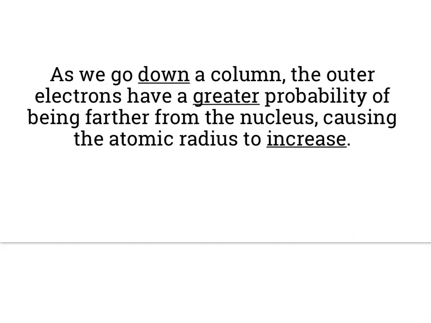As we go down a column, the outer electrons have a greater probability, therefore, of being farther from the nucleus, thus causing our atomic radius to increase. That's just what we said. They're higher energy levels. They're more likely to be farther away. You have a bigger atomic radius.